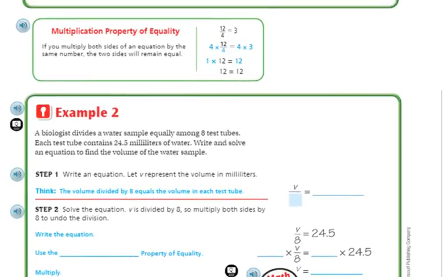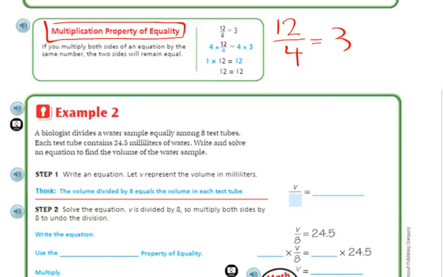Again, this is the multiplication property, multiplying both sides by the same number. This is a little different. We've been dividing on both sides, but now you can multiply on both sides. So if you have something like this, like I'm showing, you can really multiply both sides by 4 to get that to balance out. All right, looking at how I wrote that down is important because I'm going to show you that down here in example 2.